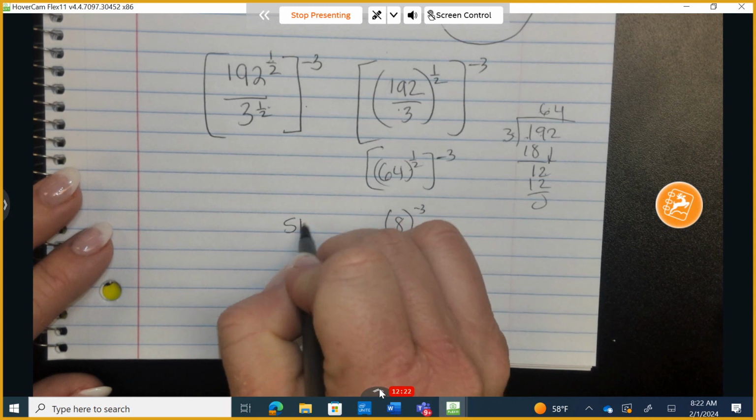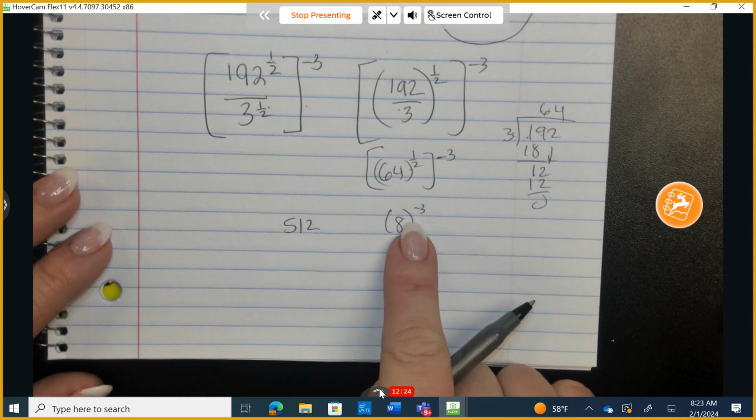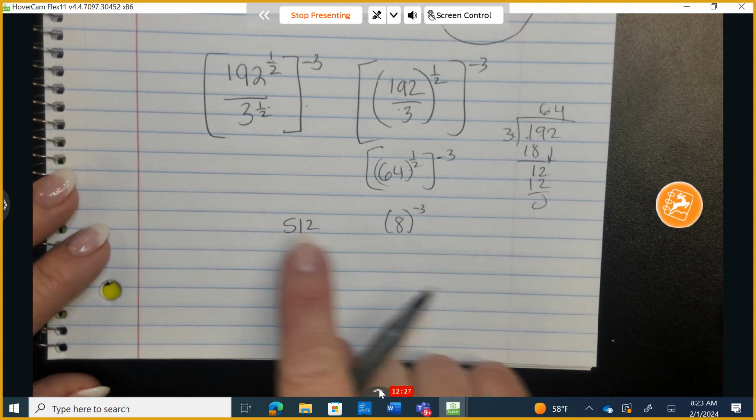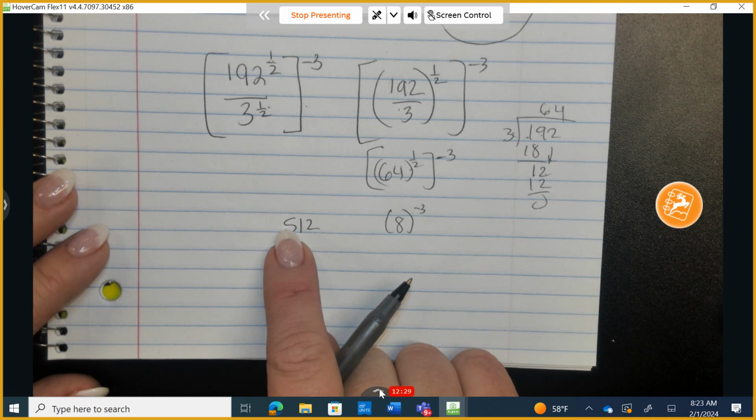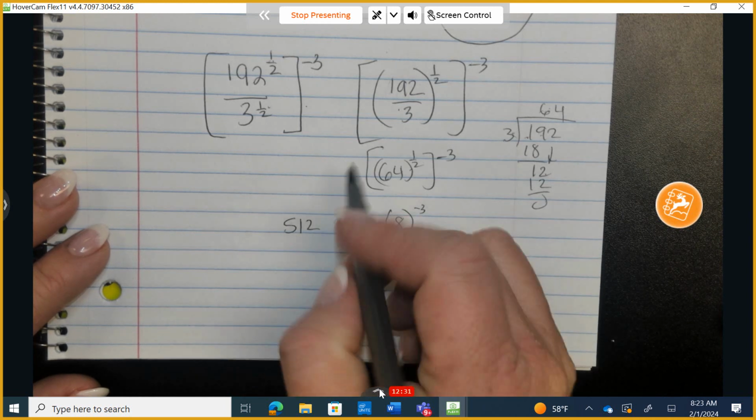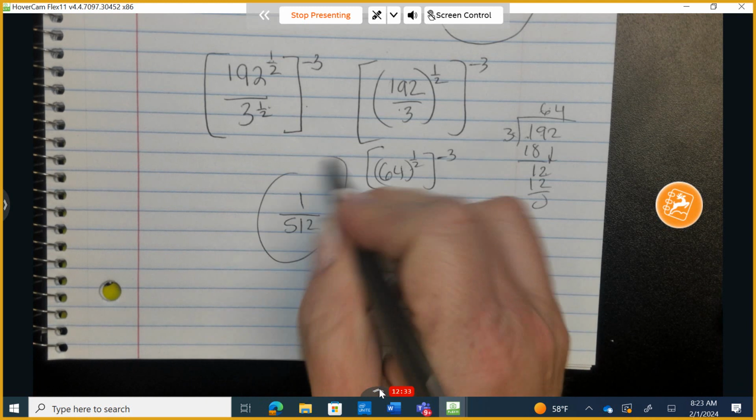Why, if I put 512, why is this not accurately the simplified answer? What have I forgotten about? Because it's negative, I have to do 1 over that number.